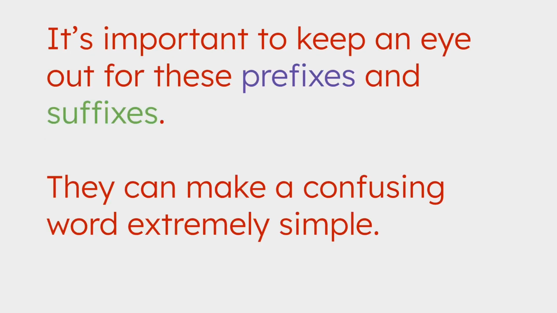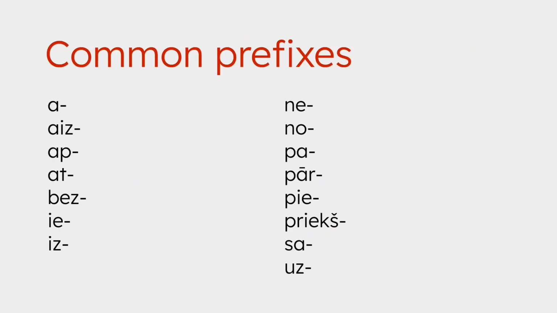It's so important to keep an eye out for these prefixes and suffixes because they can make a confusing word extremely simple. Now here is a list of common prefixes. There's not that many, so all you have to do is recognize them and know that, oh, this isn't part of the root, this is the prefix. So it's a, aiz, ap, at, bez, ie, iz, ne, no, pa, par, pie, priekš, sa, and uz.